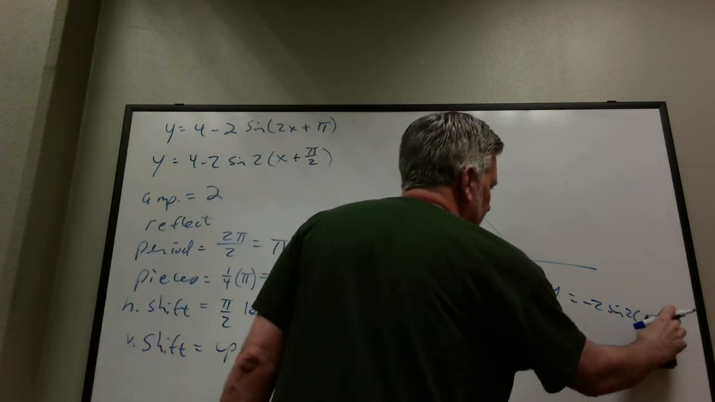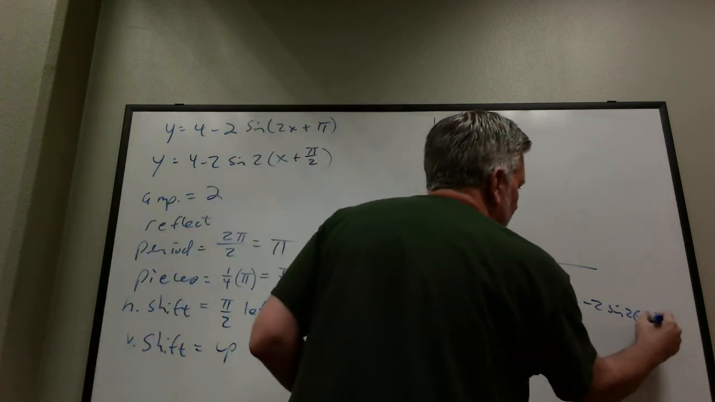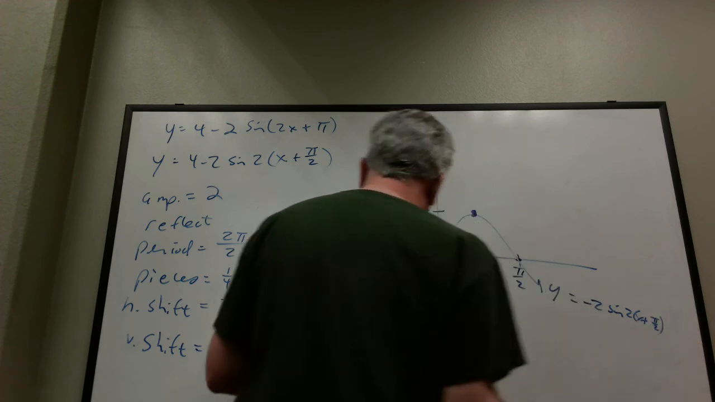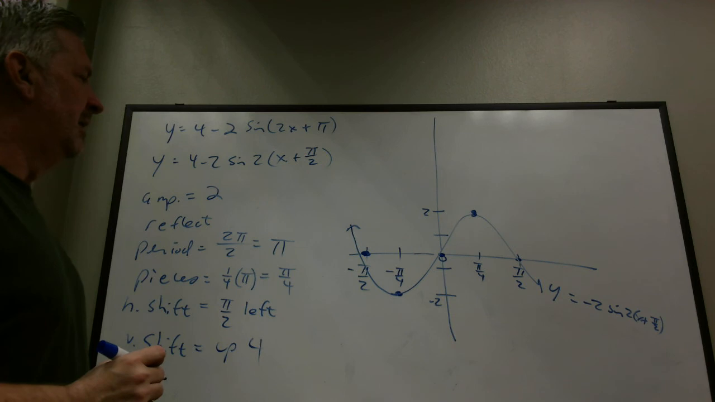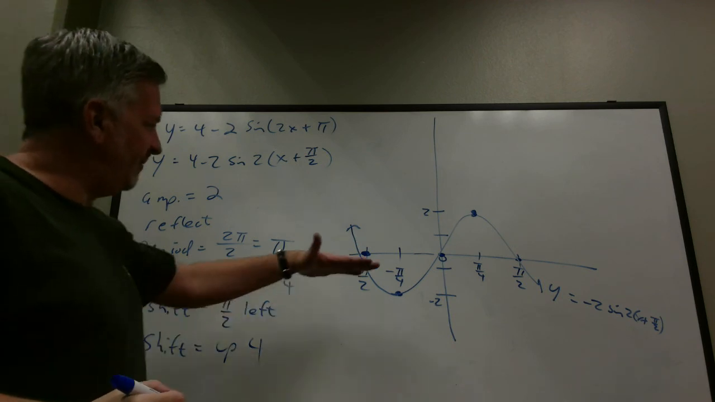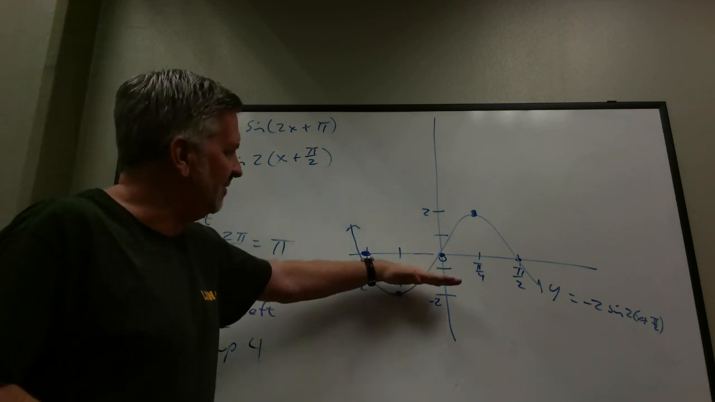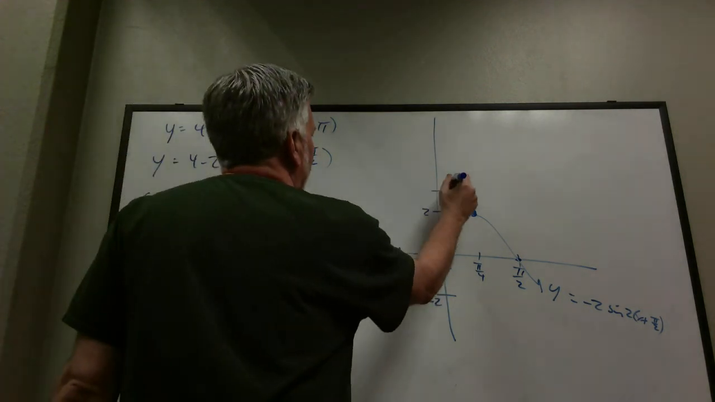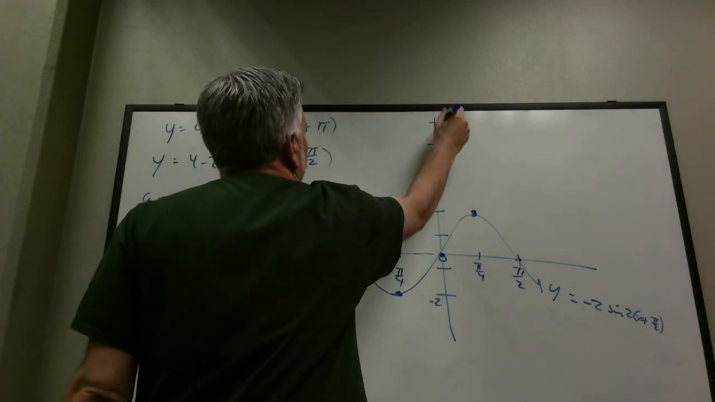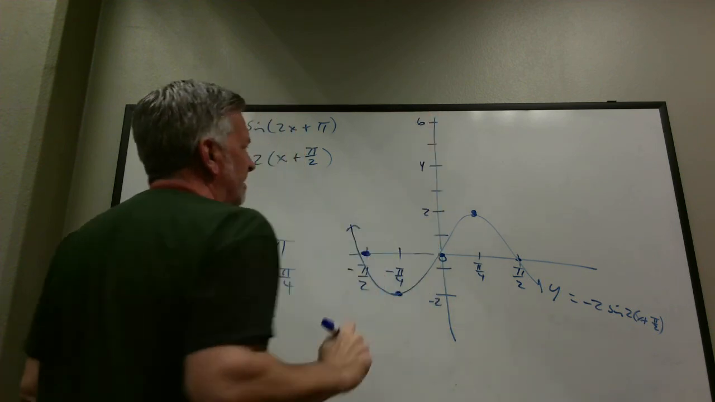You could write the original one down too. It doesn't matter. Notice I didn't write the 4 because I haven't done the vertical shift. All right, so from here, all we have to do is take the important points, the highs, middles, and lows, and move them up 4. I may not have planned ahead very well. 1, 2, 3, 4. So this is at 4, and that's at 6.